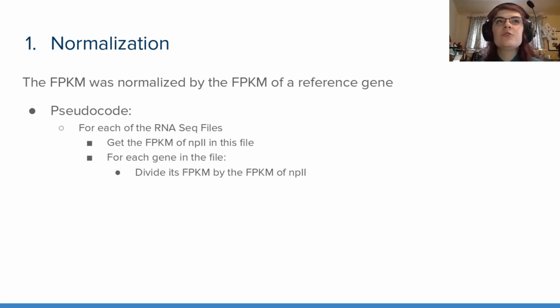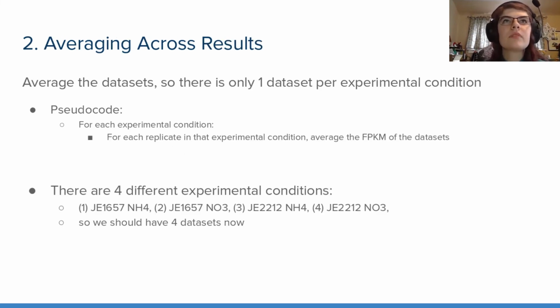Number 1 is normalization. For each of the data sets, the FPKM was normalized by the FPKM of a reference gene. So we would grab the FPKM for this gene in PII and then divide every other gene's FPKM by that particular FPKM. The next thing we would do is average across the results. There would be 1 data set per experimental condition. We have those 4 different experimental conditions, so we should end up having 4 data sets.